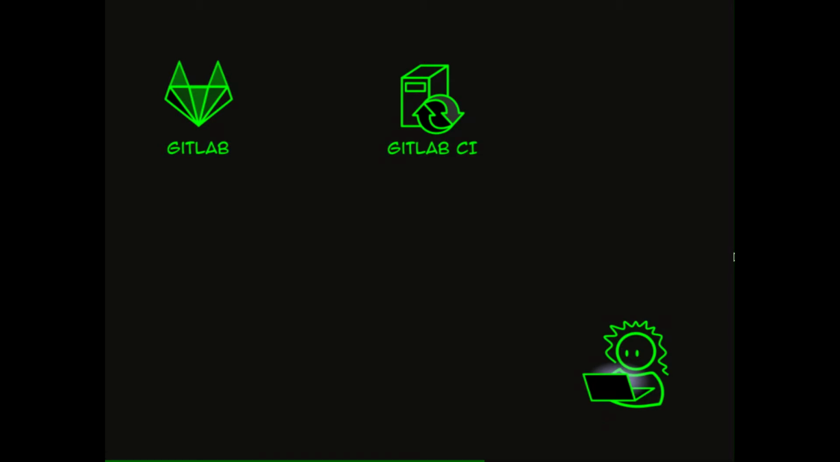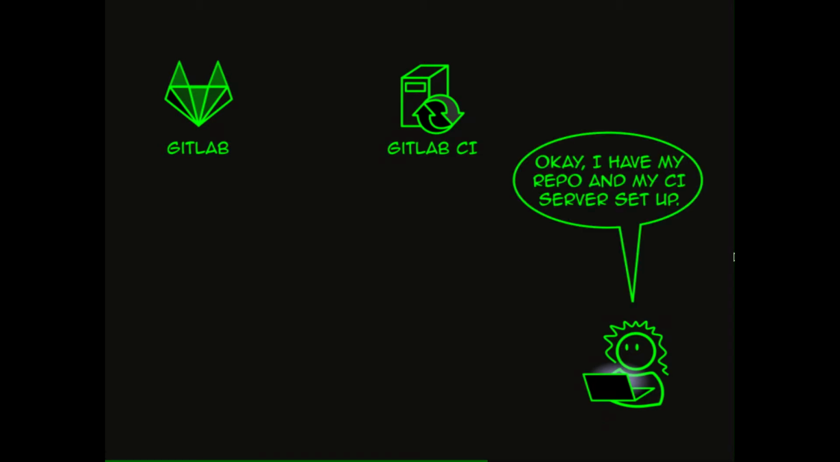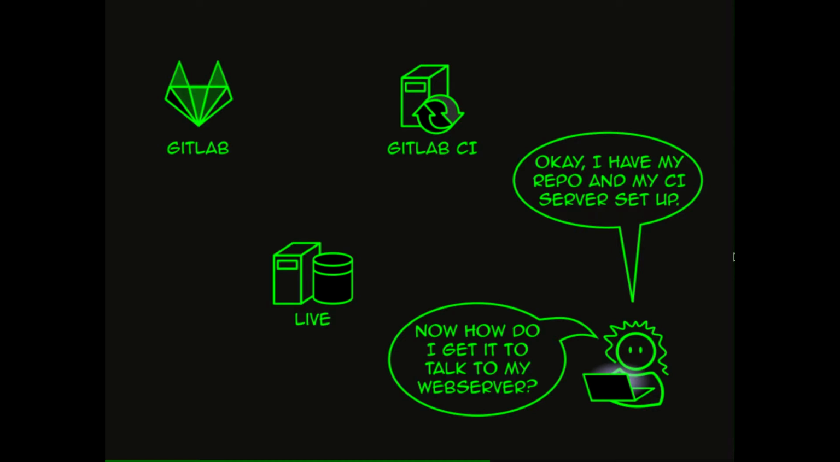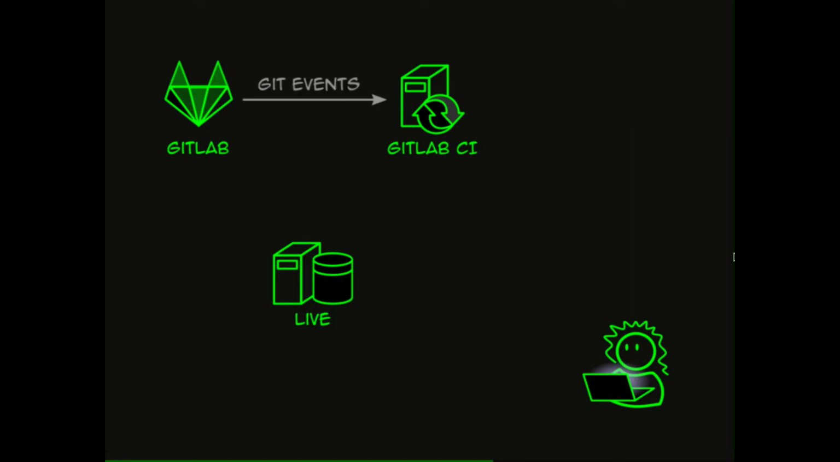OK. So now we have GitLab and GitLab CI installed. Now we need to figure out what we're going to do next. How do we get those two to work with our web server? Well, we know that GitLab and GitLab CI already talk to each other because they're sister products, so they know what happens when there are Git events. GitLab CI has the connection details somehow. We'll get to that. And because of the way that GitLab is implemented, it actually keeps the deployment script inside of the repository. So we have all of that information.